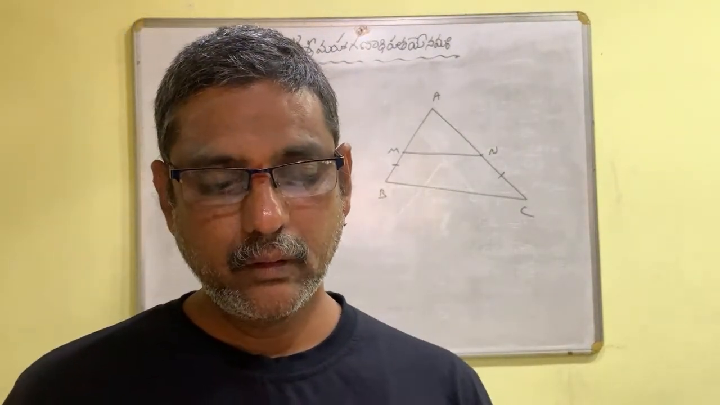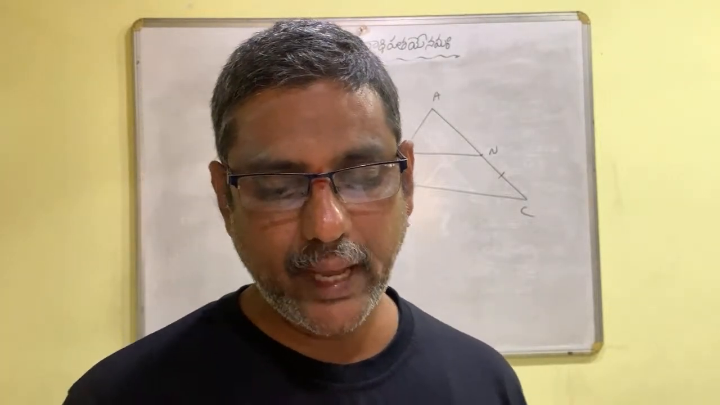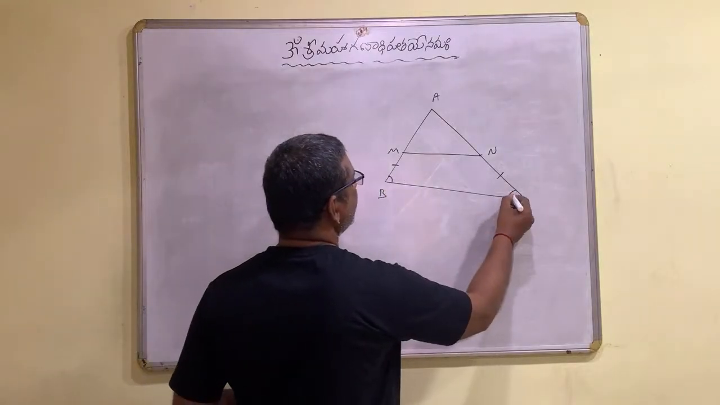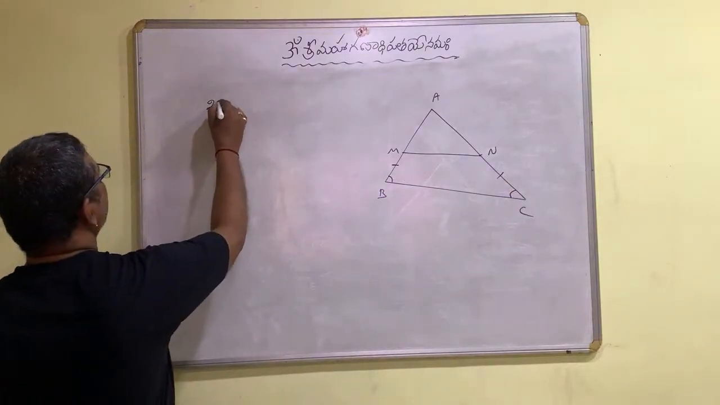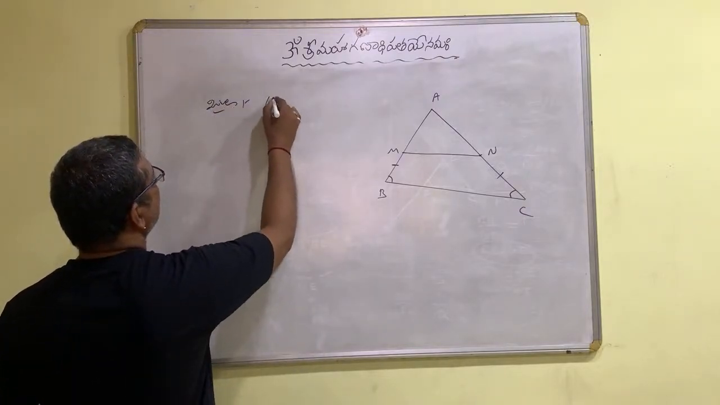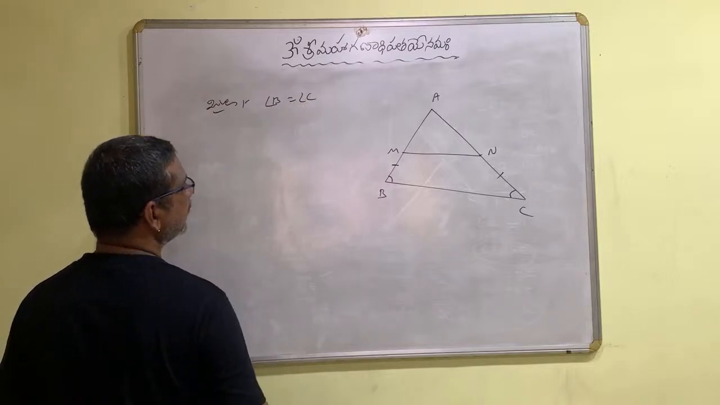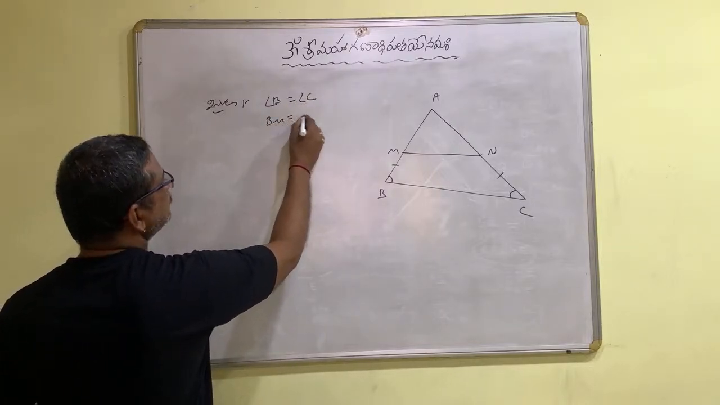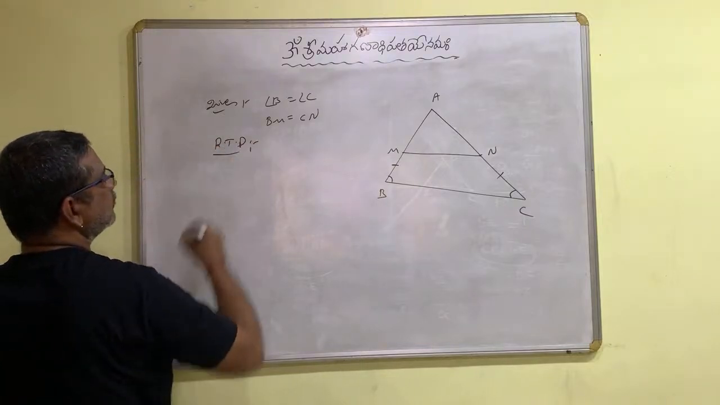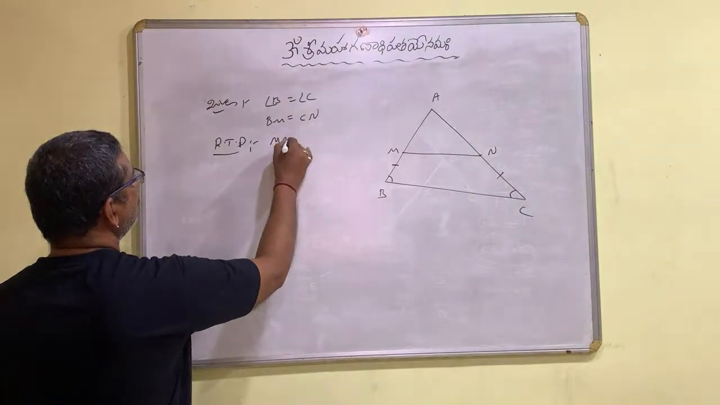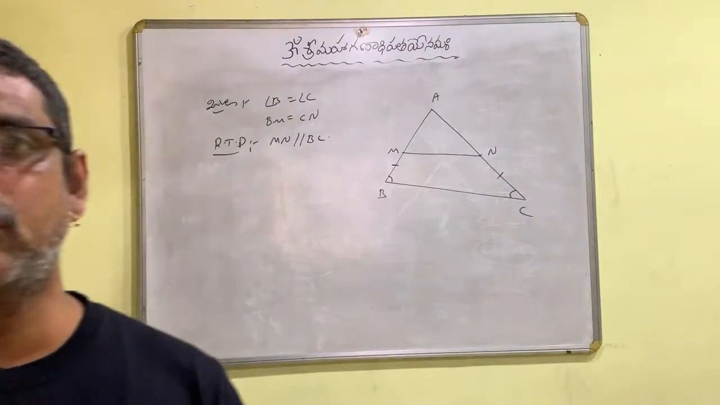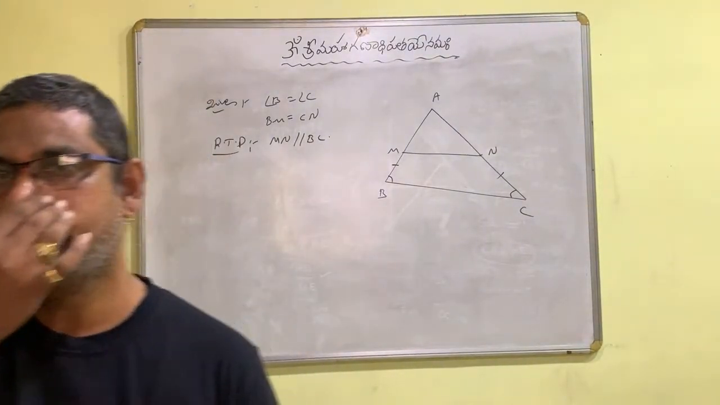Now, if angle B is equal to angle C, if these two are also equal given, what is given? Angle B is equal to angle C. Not only that, BM is equal to CN. And what is required to prove? MN parallel to BC. Any idea, children?